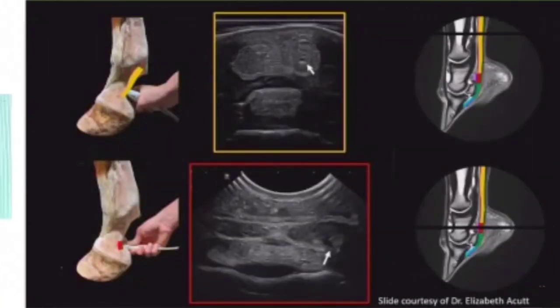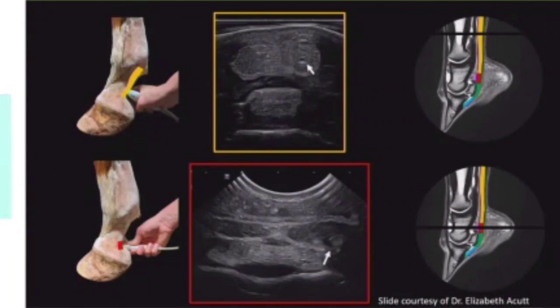So here is just an example of the ultrasound that we're going to do to correspond with that. Here in the yellow box, that correlates with this line up here in the mid-pastern area. And again, we have one of those core lesions within the deep digital flexor tendon in the pastern.